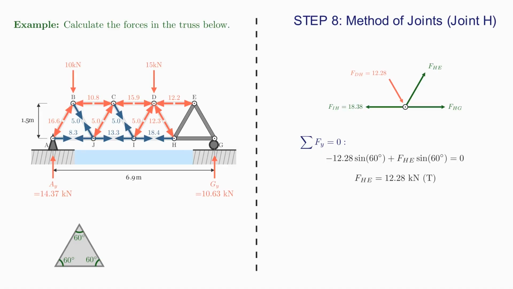Taking the sum in the x direction, acting to the left, I have minus 18.38. Then acting to the right, I have plus 12.28 cos 60. I also have plus FHG, and I have plus FHE cos 60, which is 12.28 cos 60, and these add up to 0. Rearranging and solving, I get FHG is 6.1 kilonewtons, so it's acting under tension.